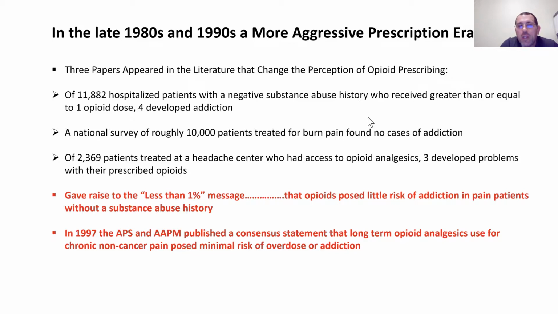And the last one here that I present is 2,369 patients treated at a headache center who had access to opioid analgesics, and only 3 developed problems with their prescribed opioids. So because of this cohort of papers, this gave rise to the less than 1% message that opioids posed little risk of addiction in pain patients without a substance abuse history. This led then to, in 1997, the American Pain Society and the American Academy of Pain Medicine publishing a consensus statement that long-term opioid analgesic use for chronic non-cancer pain posed minimal risk of overdose or addiction.